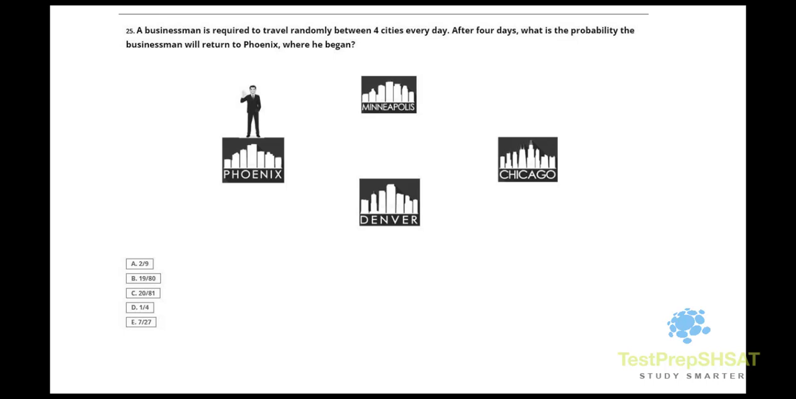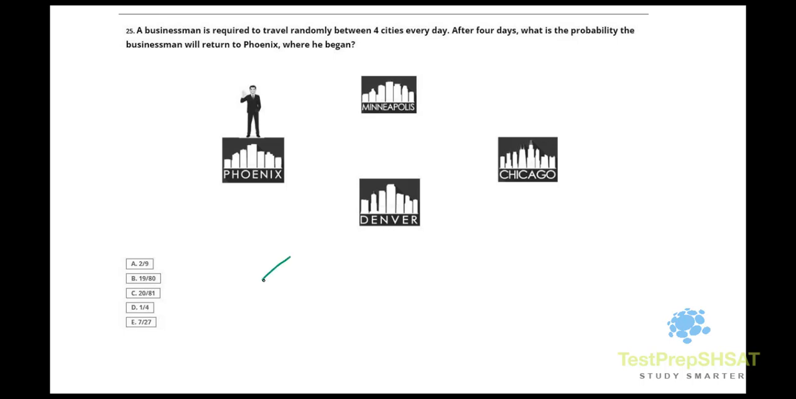A businessman is required to travel randomly between 4 cities every day. After 4 days, what is the probability the businessman will return to Phoenix where he began? One great way to see all the outcomes of the sample space is to draw a tree diagram.